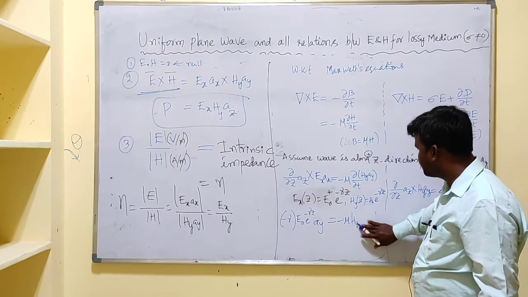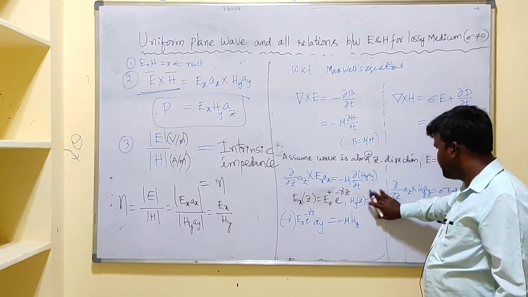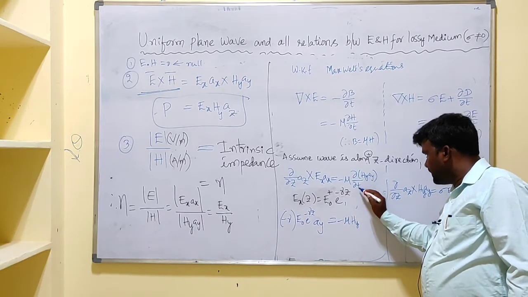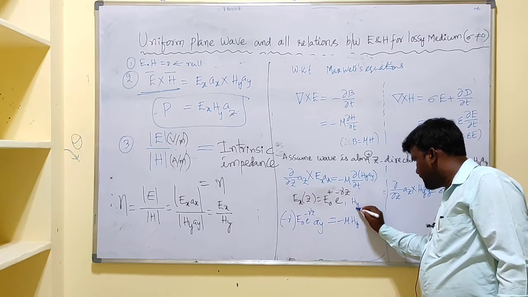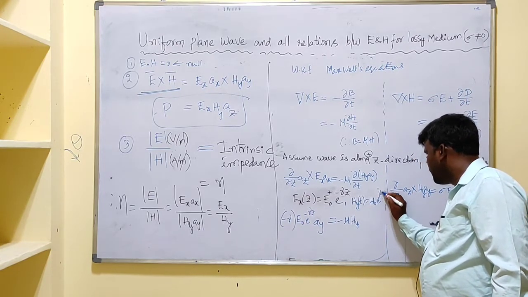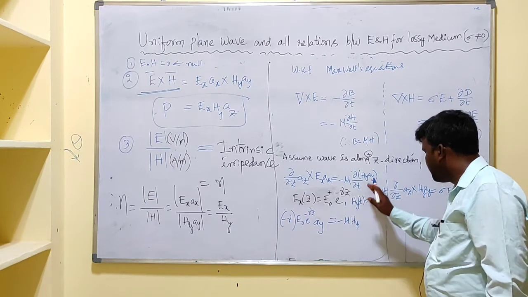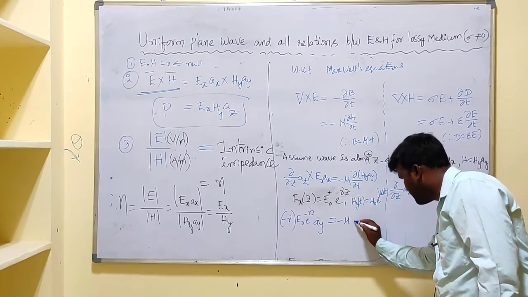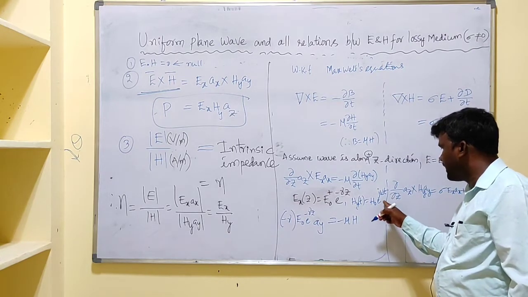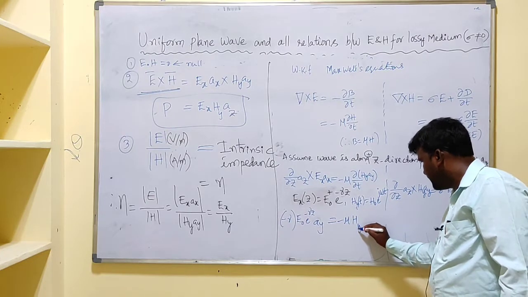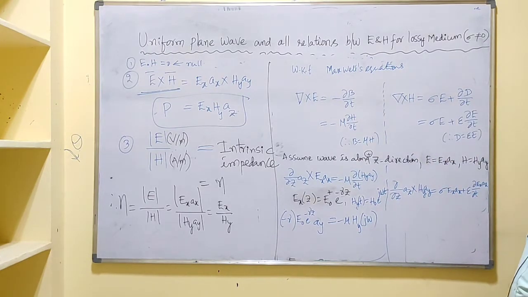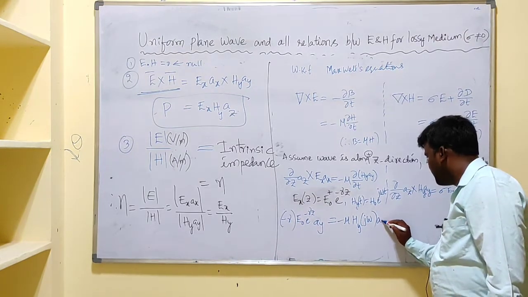Here we require Hy in terms of time harmonic, that is Hy of t is taken as H naught into e to the power j omega t. So the one-time differentiation gives H naught into e to the power j omega t, that is Hy into j omega into Ay.